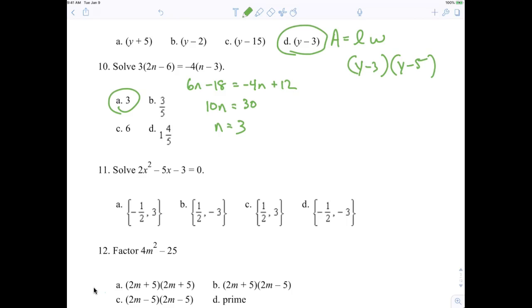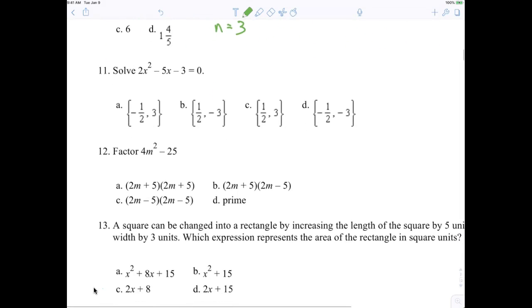Okay, so now we are on number 11. Now, do you notice it has an equal sign? Right, it's equal to 0. That's cluing you in that once you factor, you have to set the factors equal to 0. So here we go. Factoring.